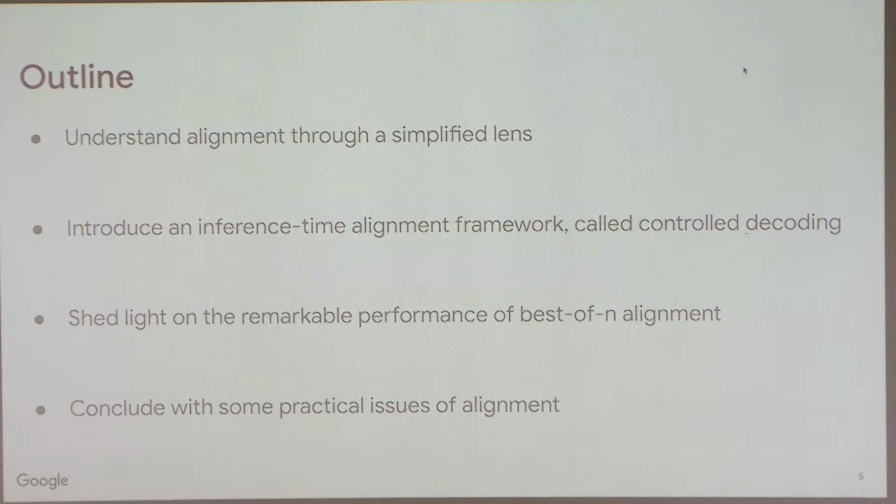Okay, so today we're going to try to understand this alignment process through a simplified lens. I think a lot of the context was already covered by the first two talks, so that's going to be good for me. We're going to talk about a simple inference-time alignment framework called control decoding, and I'm going to show why this is an interesting solution for alignment purposes. We're also going to talk about a very simple algorithm for alignment called best of n, where you're generating n responses and then picking the best one. And we're going to try to understand why it works so well. And in the end, I will talk about some practical issues that we have with safety alignment. Please stop me if you have questions. So this hopefully should be an interactive talk.